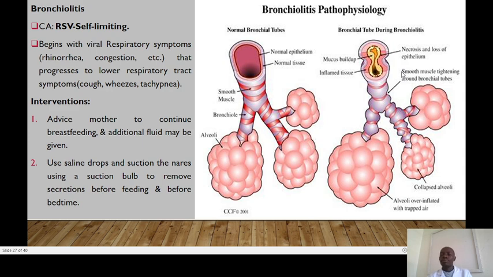right? So the major cause is the respiratory syncytial virus, the RSV, and because it's a virus, it's usually self-limiting. So it begins with the viral symptoms, respiratory symptoms such as rhinorrhea or congestion, and then it progresses to lower respiratory tract symptoms, including the cough, the wheeze, and the tachypnea. So you have to advise the mother to continue breastfeeding and provide additional fluid to the baby, and also use saline drops and suction the nose using a suction bulb to remove secretions before feeding or before bedtime.